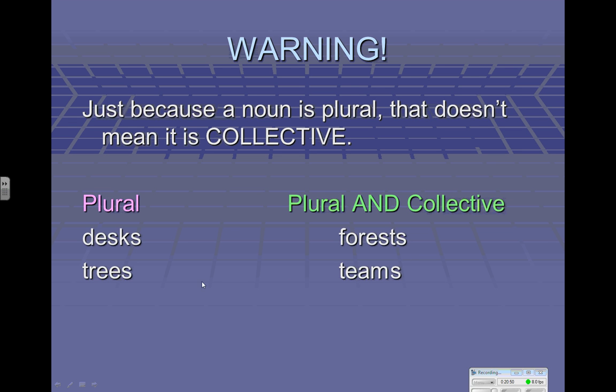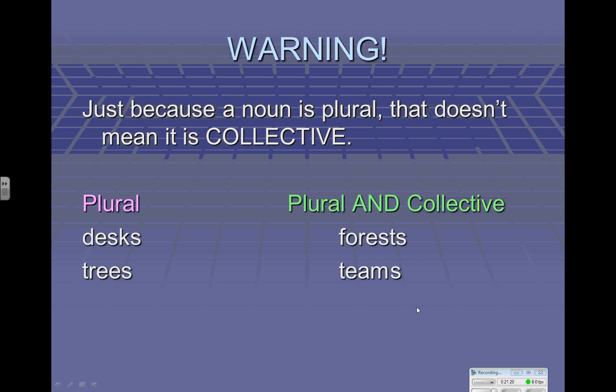Let's look at one more example. Let's look at trees. At first I think it might be collective because I see that it's plural. But remember, I double check myself by getting rid of the s, and I look at what I have left. If I get rid of the s, I just have tree. Does the noun tree refer to more than one thing? Nope, a tree is just a tree. So I would just say that this is plural. It's not collective because it doesn't refer to more than one thing.